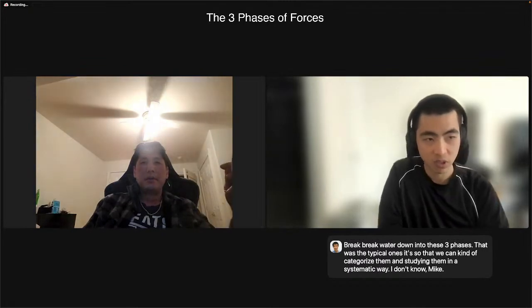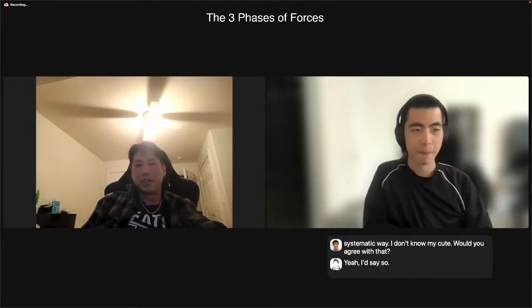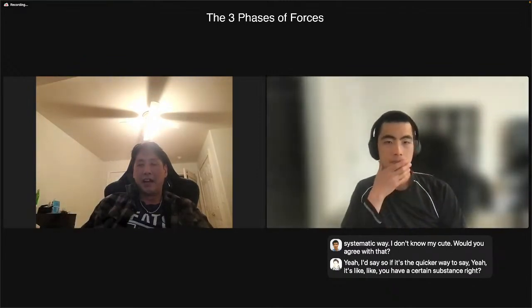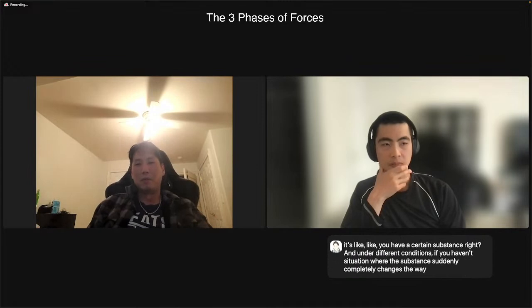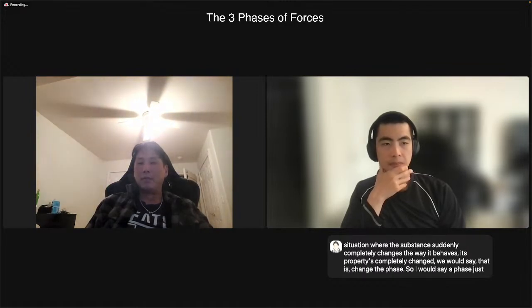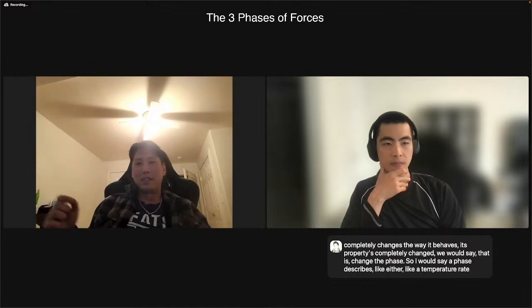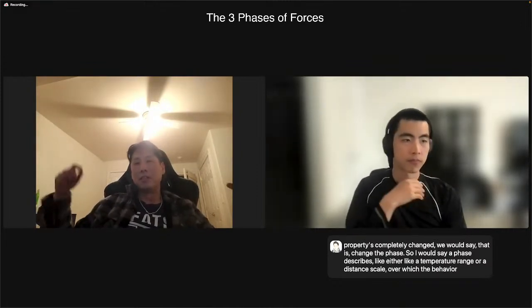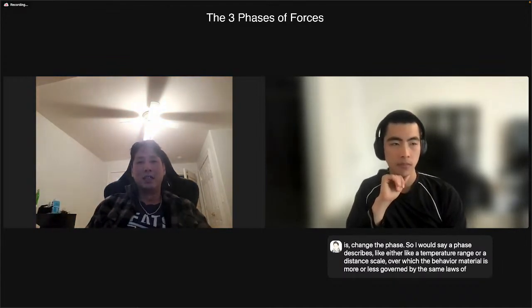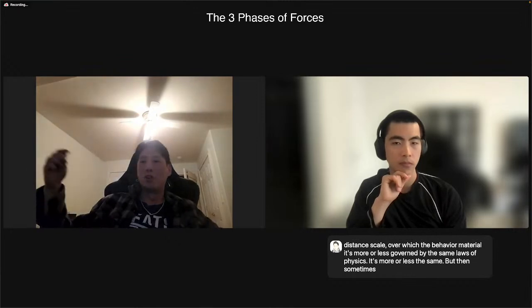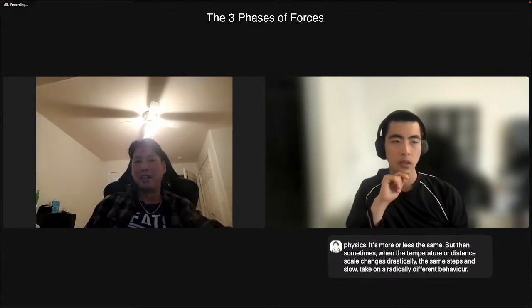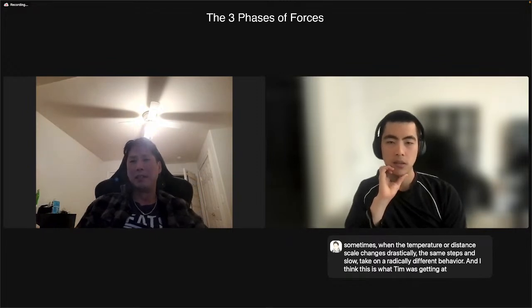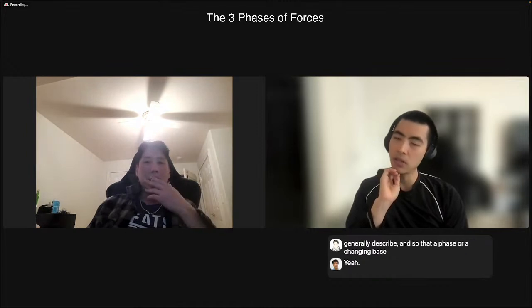I don't know, Mikey, would you agree with that? Yeah, I'd say so. I think it's the quicker way to say it. You have a certain substance, right? And under different conditions, if this substance suddenly completely changes the way it behaves, its properties completely change, we would say that it's changed phase. So I would say a phase describes either a temperature range or a distance scale over which the behavior of a material is more or less governed by the same laws of physics. But then sometimes when the temperature or distance scale changes drastically, the same substance will take on radically different behavior. And I think this is what Tim was getting at, and what we generally describe as a phase or a change in phase.